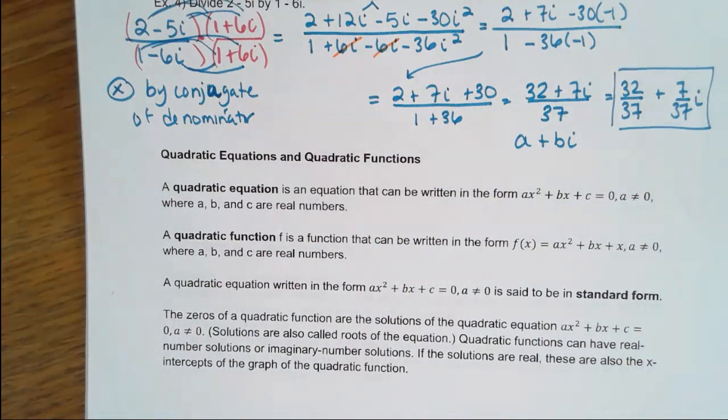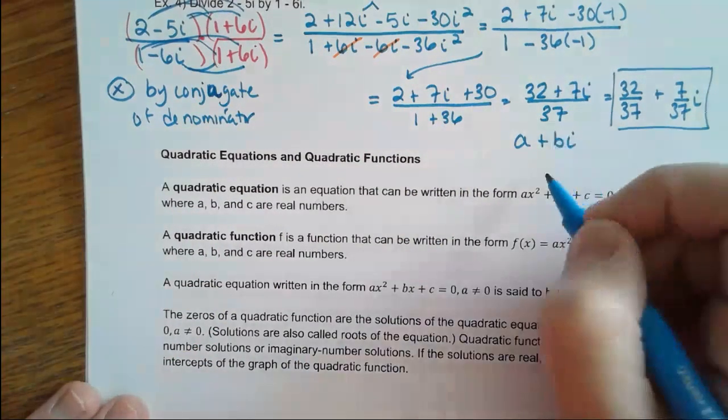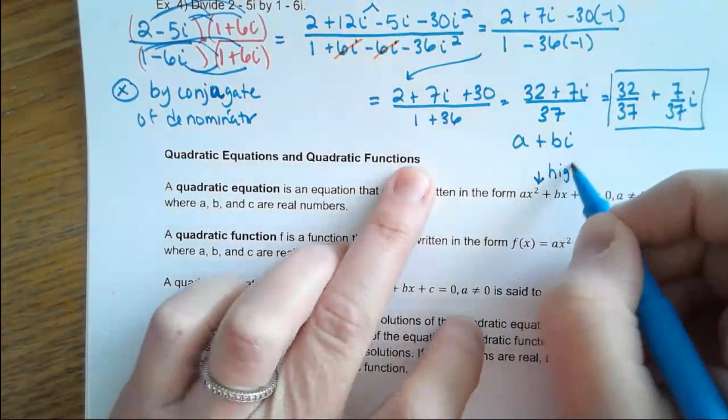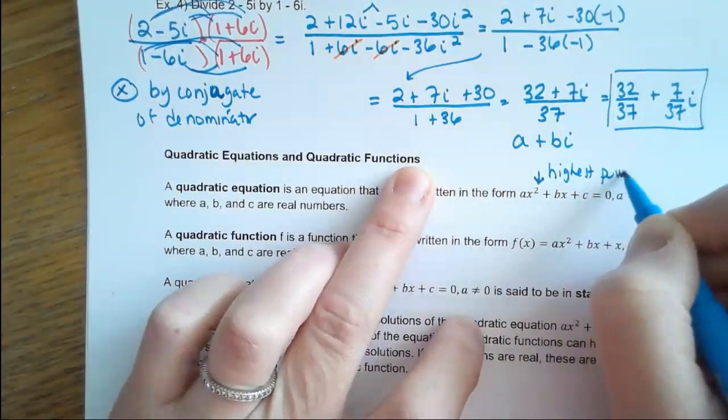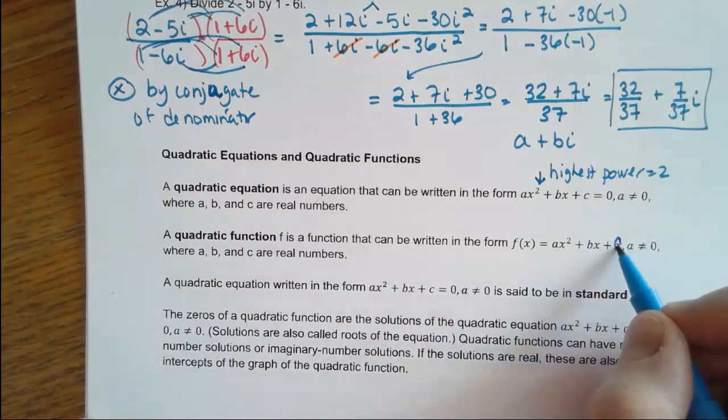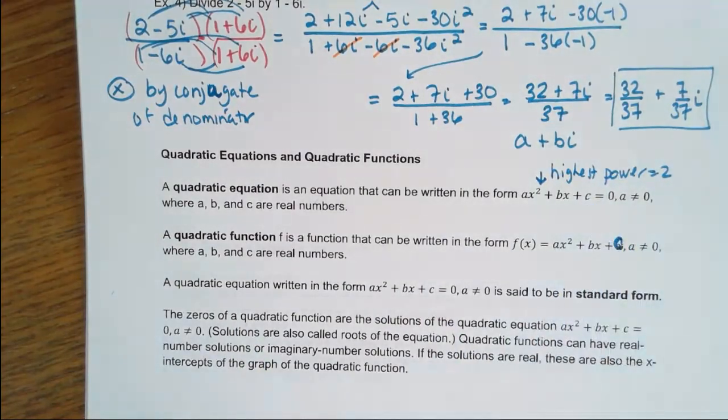A quadratic equation is any equation that can be written in this form. So your highest power is 2 there, or your highest exponent is 2. The function is the same. Sorry, this is a typo. There should be a c there, just like this one. So you can also use function notation here.